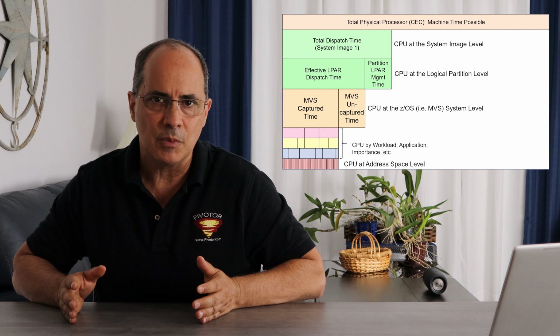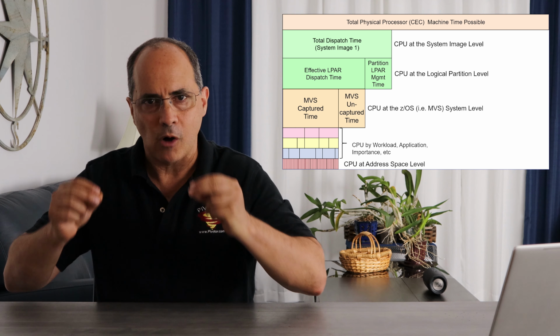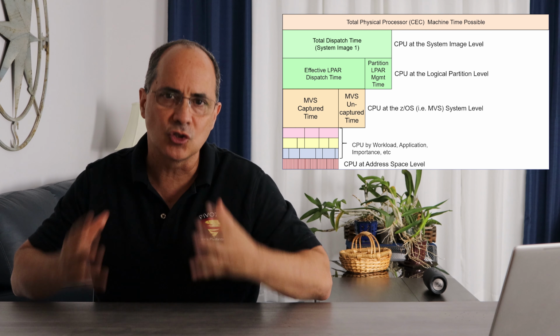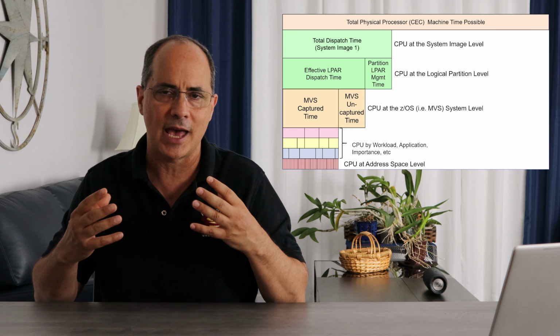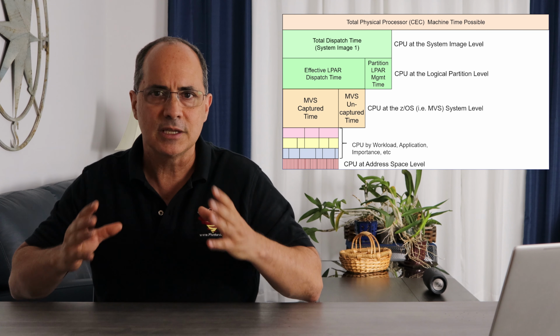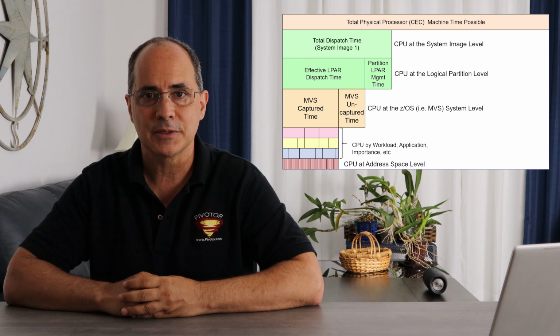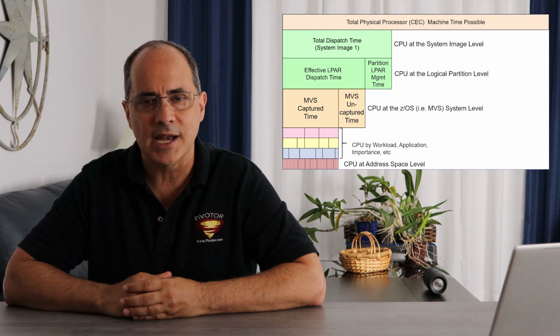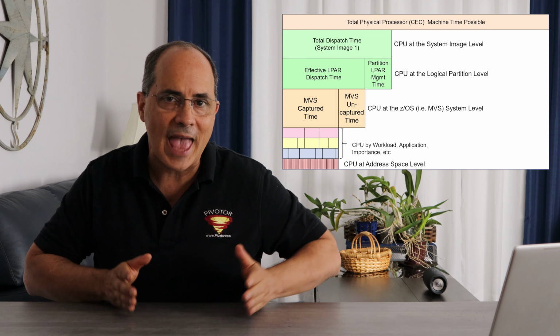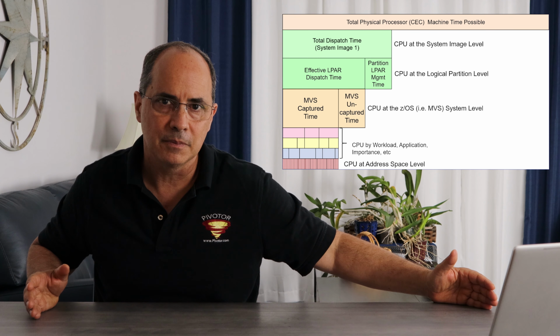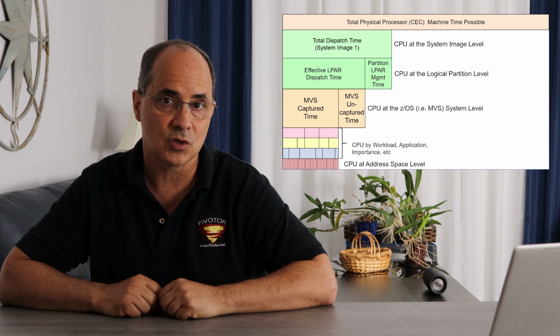So we think of an address space as being a delineated sort of entity on the operating system where work will run. This is where our programs run, this is where we have storage, this is where we have our programs and our control blocks that are associated with that address space, and this is where everything really happens. Now, since all work runs in an address space, what we want to understand at this level is, given all the address spaces on my system, how much CPU time are they consuming?